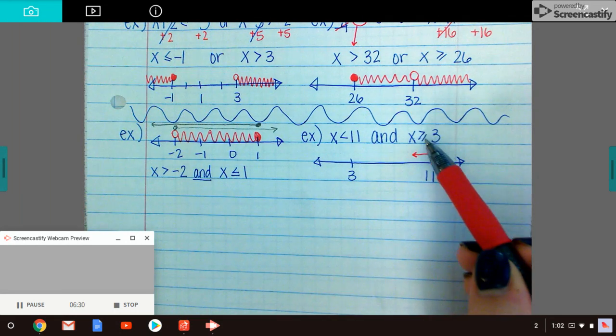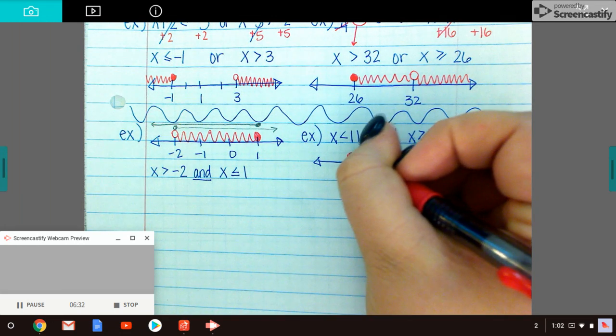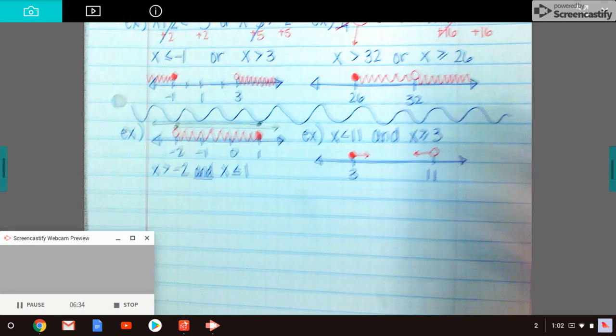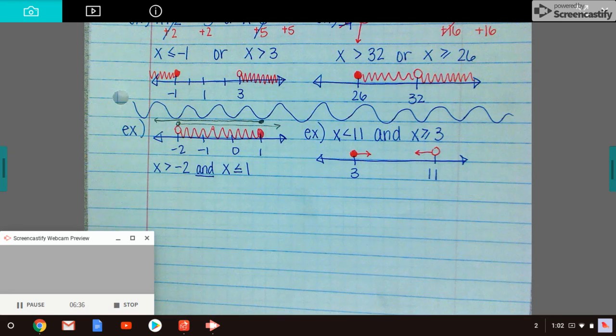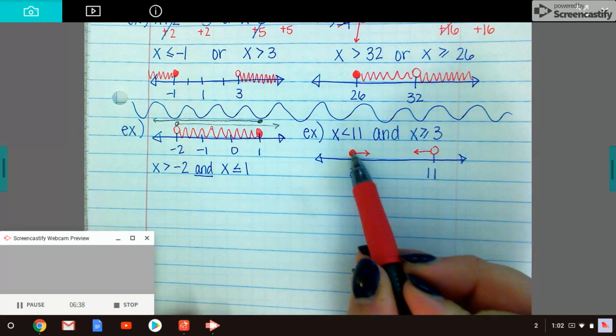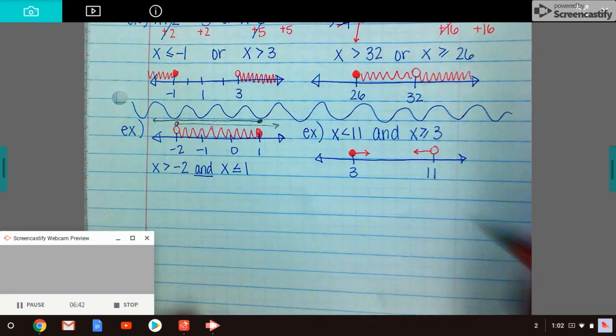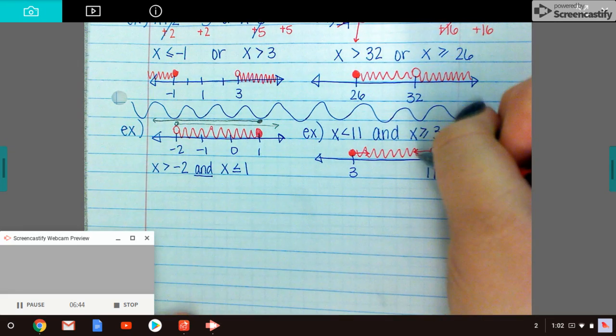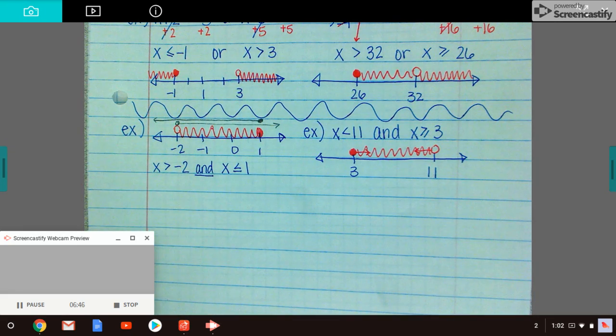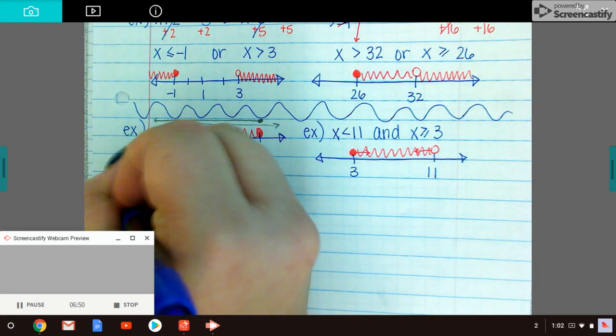And then the other one, x is greater than or equal to 3. That's a closed dot at 3, and I would have shaded to the right. Now notice, you can already tell these are going to collide. This would have shaded everything past 11, and this would have shaded everything past 3. So the overlap is right in between them. Let's do another.